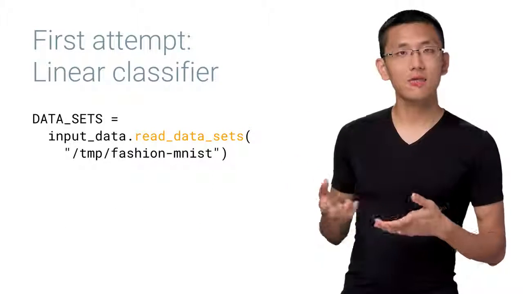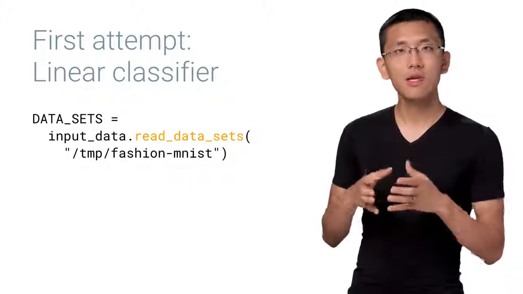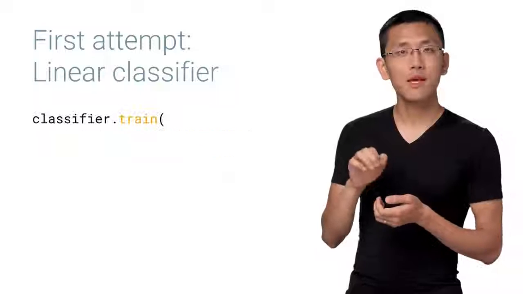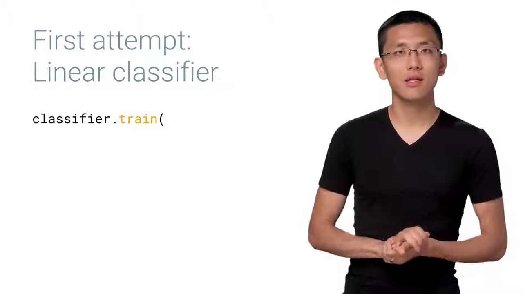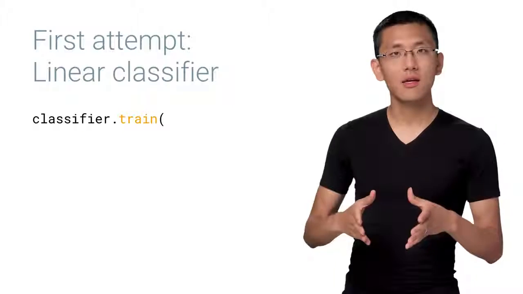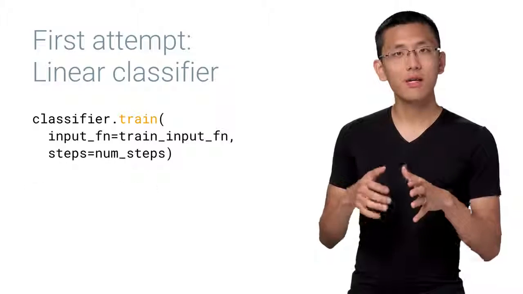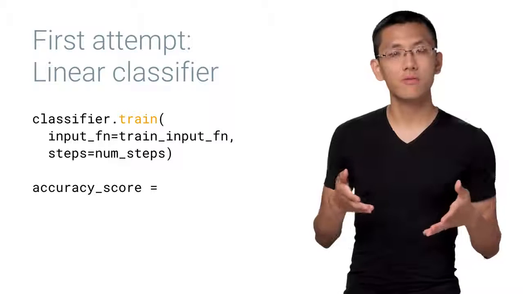We'll load in our dataset using the input data module. I've already downloaded the dataset to a folder, so we'll point to that here. Now we can call classifier.train to bring together our classifier, the input function, and the dataset. Finally, we run an evaluation step to see how our model did.